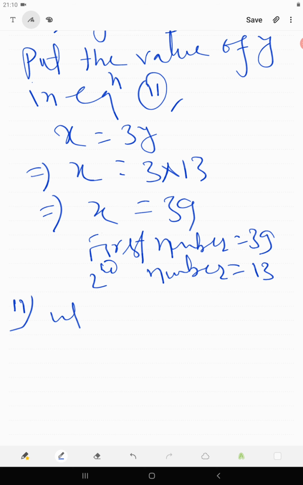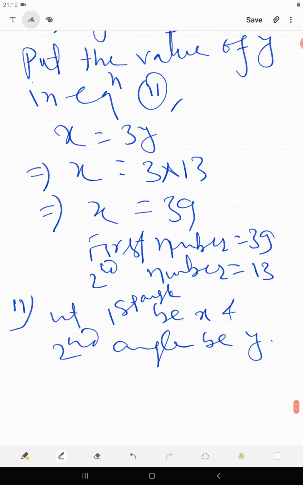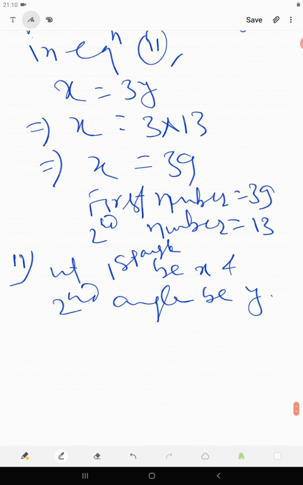Okay, so let the first angle be x and the second angle be y. The first thing they have given is that the two angles are supplementary, so their sum should be 180. You can write it in words too: as we know, the sum of supplementary angles is always 180. So hence x plus y is 180. I am not writing that; you can write it down when you are solving. Okay, this is our first equation.